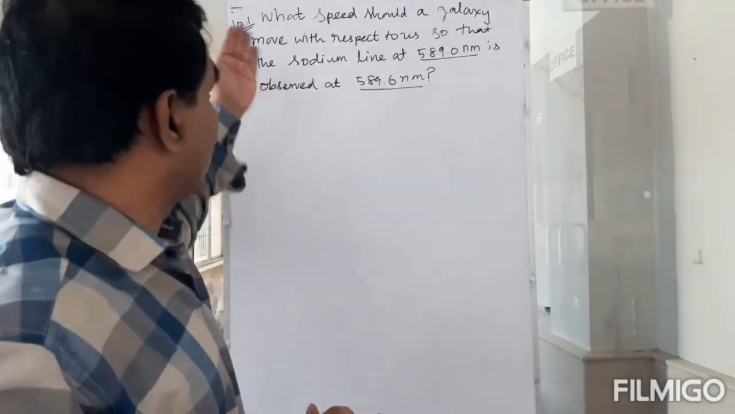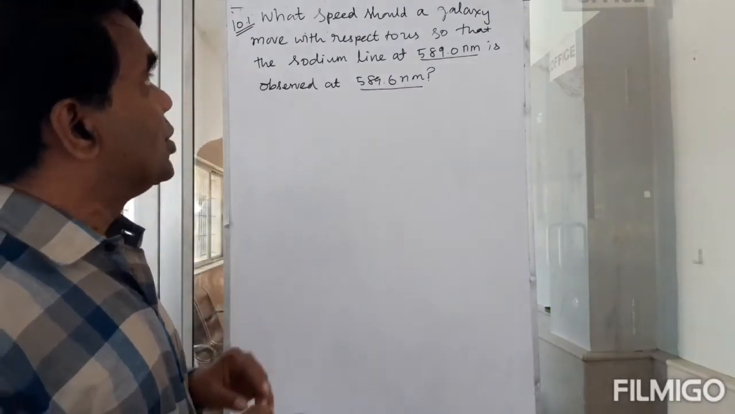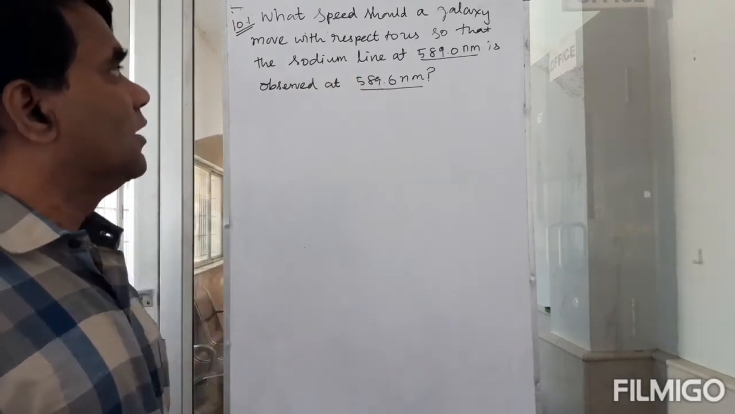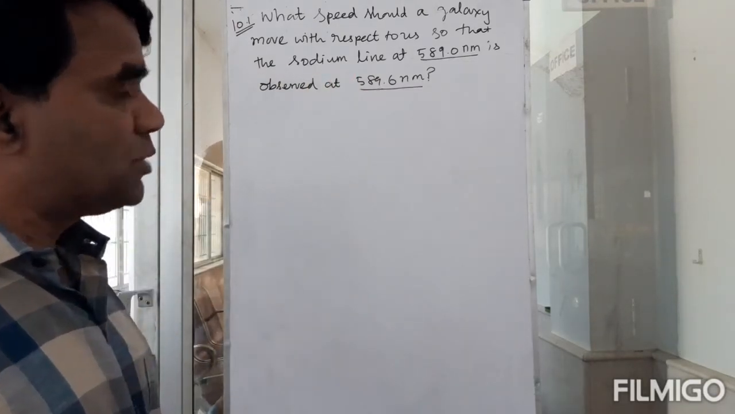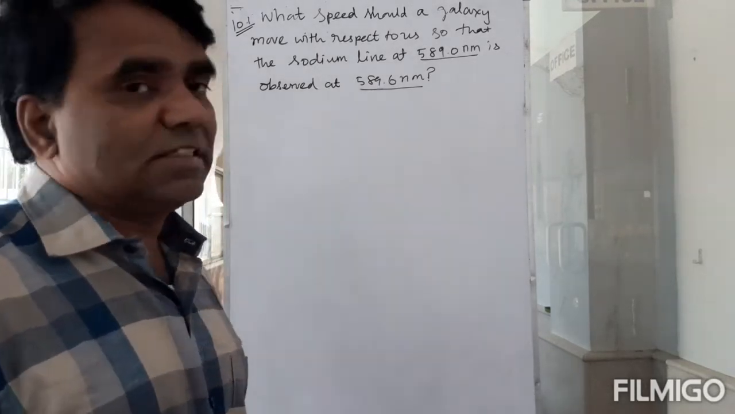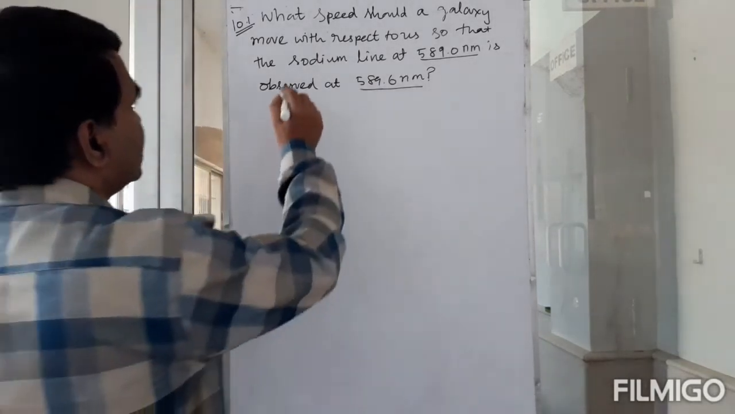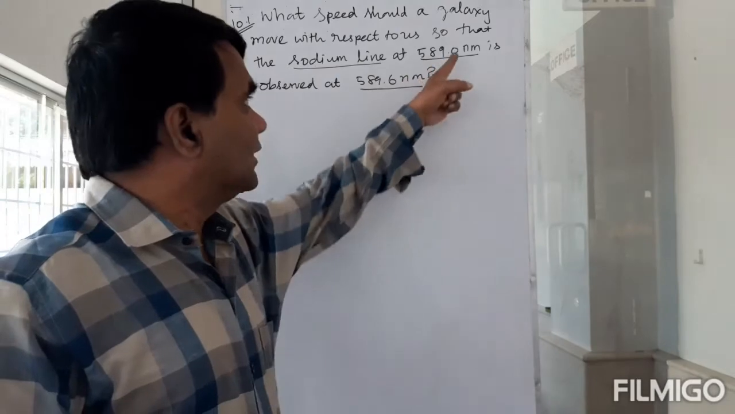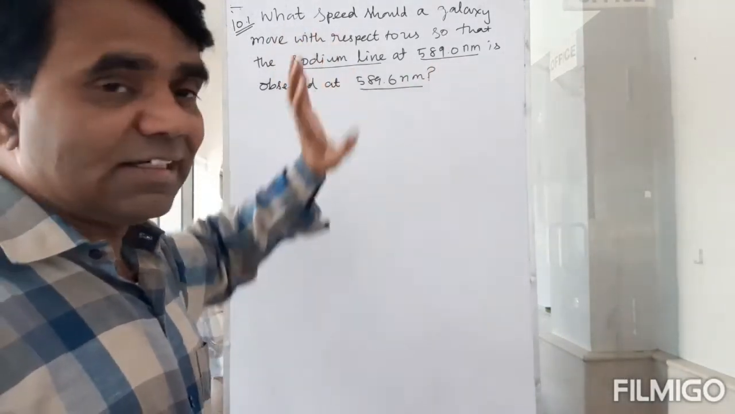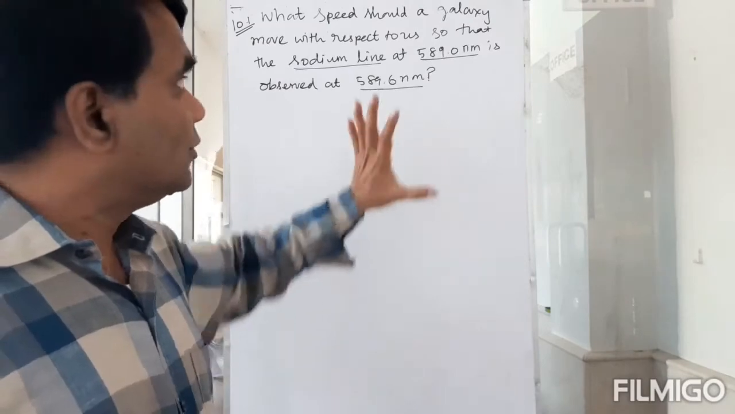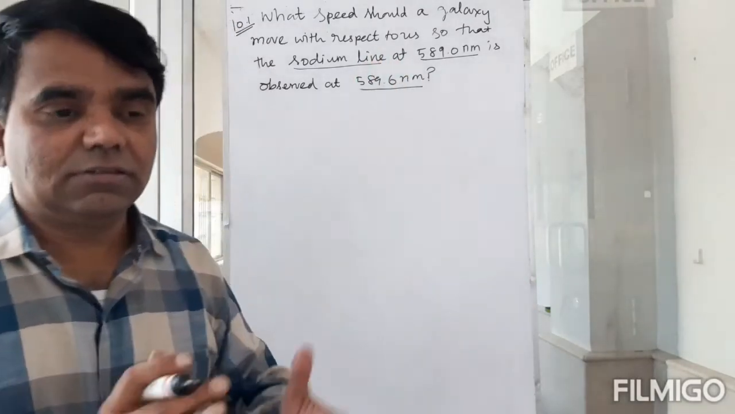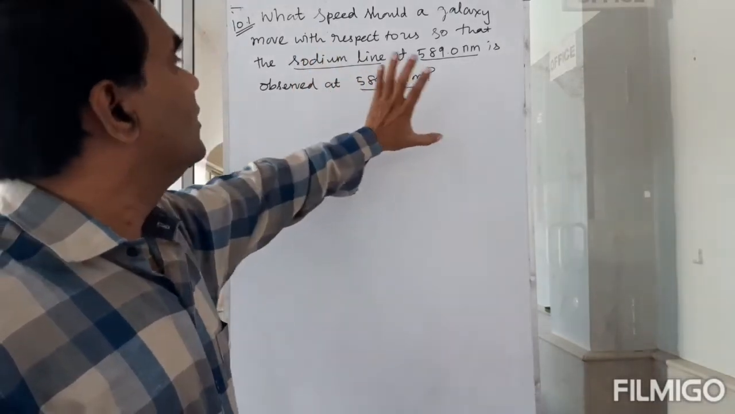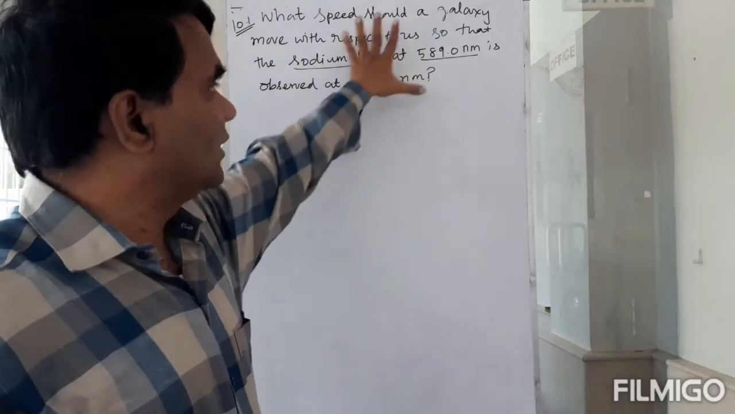The example is 10.1. What speed should a galaxy move with respect to us so that the sodium line at 589.0 nanometer is observed at 589.6 nanometer? Okay. So don't worry too much about the sodium line part right now. You have to be focused on the wavelengths. This is a technique they use to find the shift in the wavelength or the frequency. So let's ignore that for the time being, and let's focus on the rest of the problem.